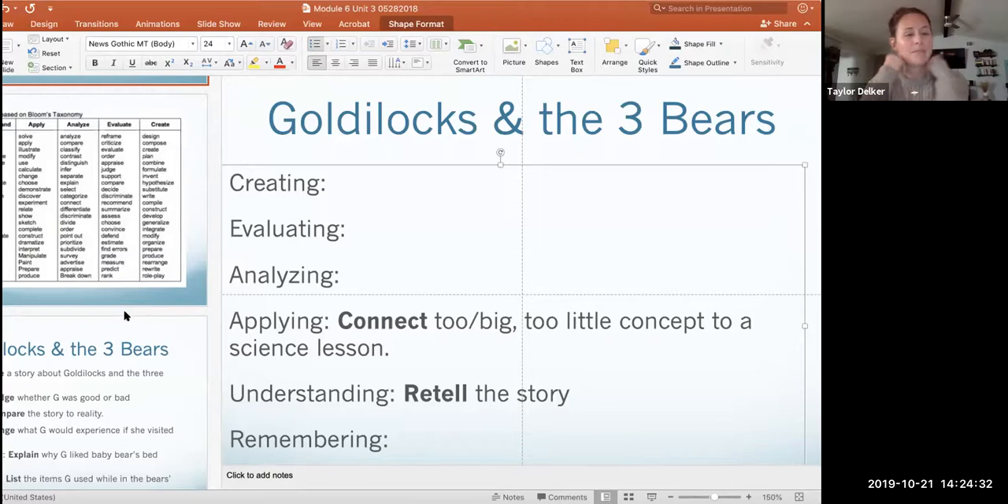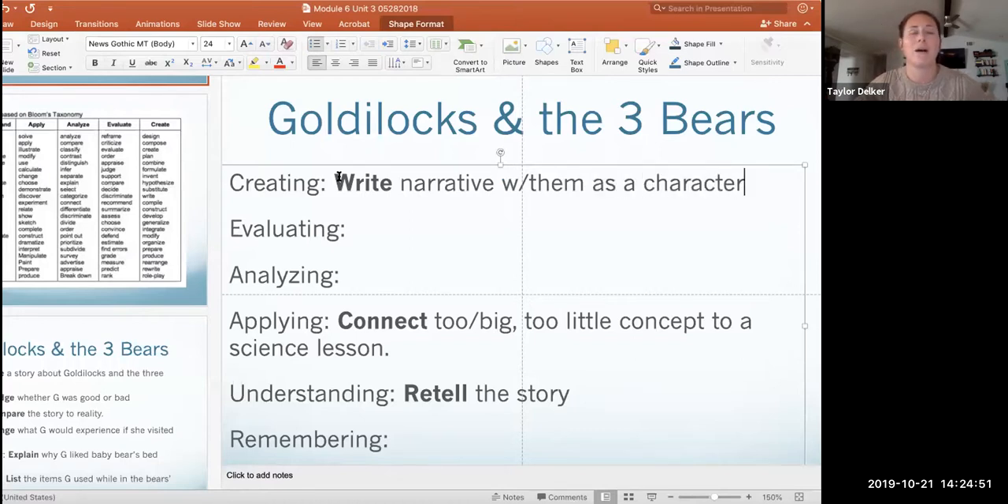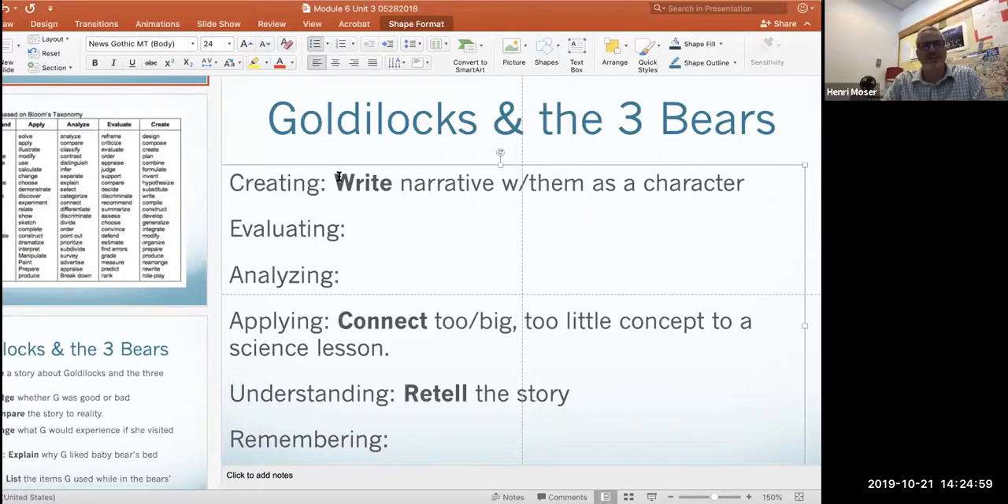Sure. I was thinking the students could write a narrative, placing themselves in a character's shoes in the story. It can be Goldilocks, it can be Baby Bear, or however they want to spin it. They can either change the story to what they would do in that situation, or keep it the same, however they want to go about it, but putting themselves in the perspective of a character in the story. Very nice, I like that.